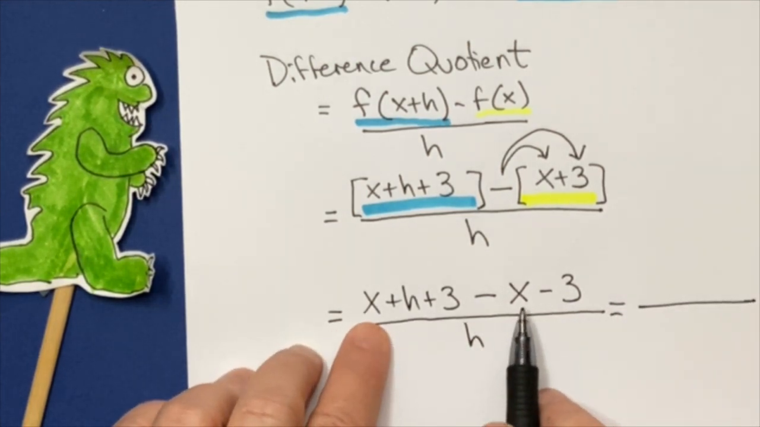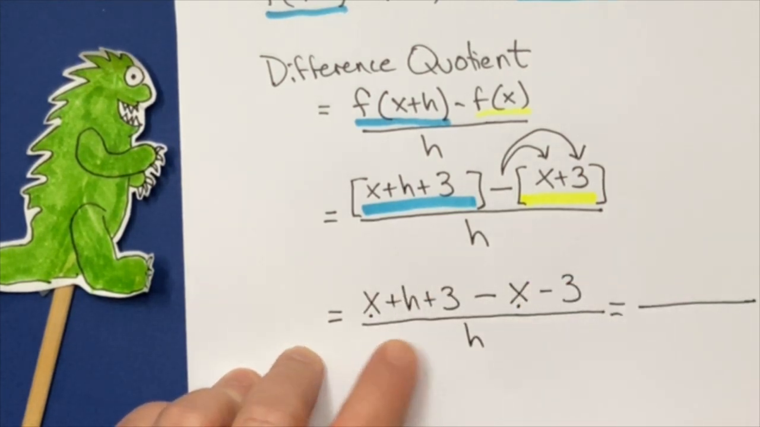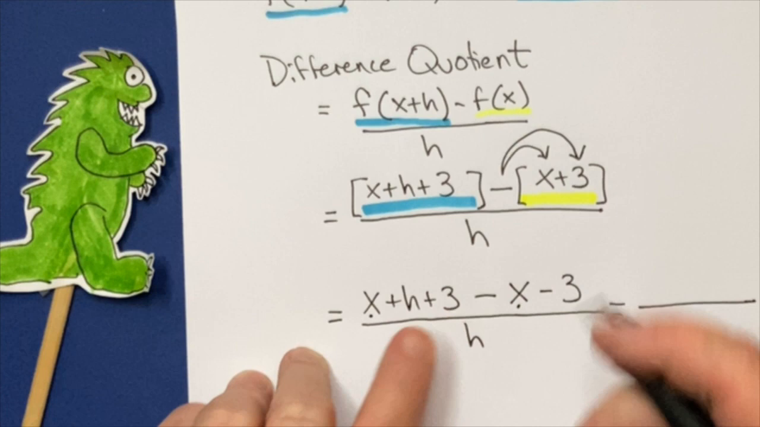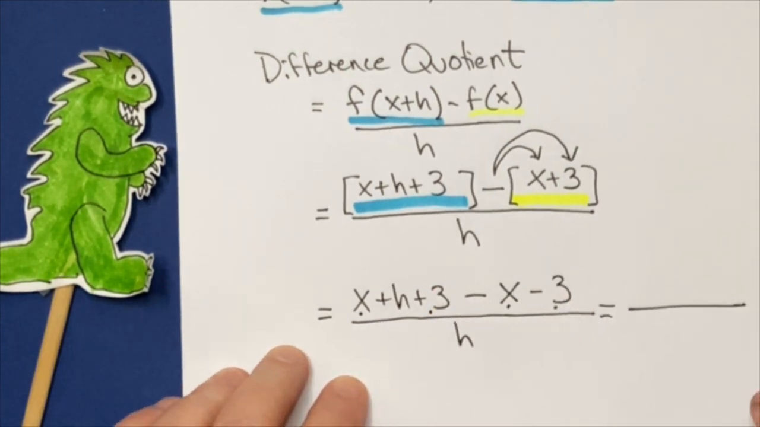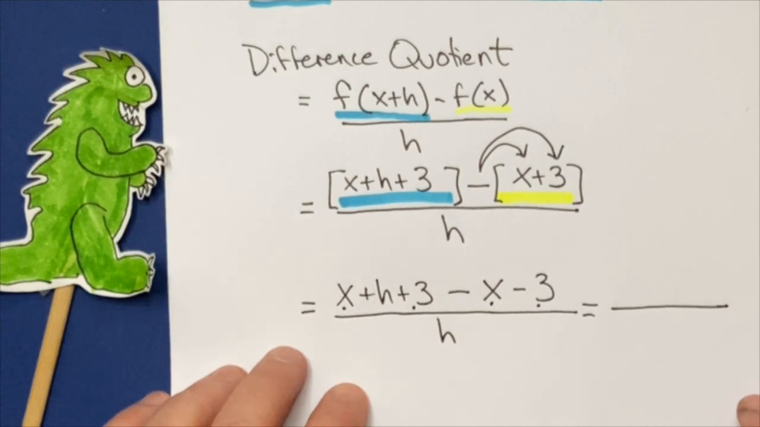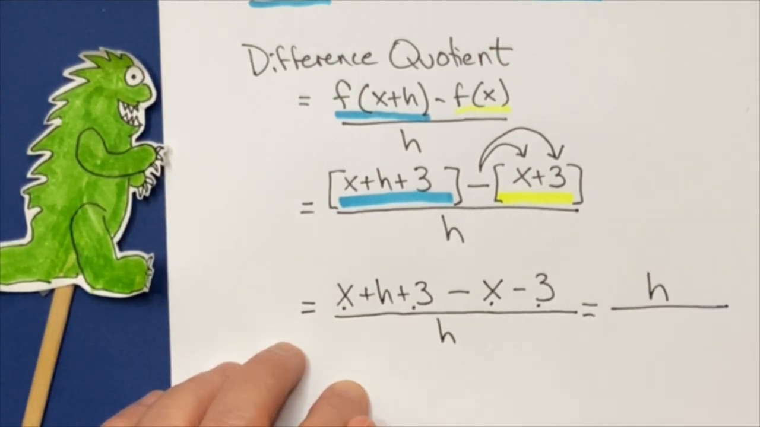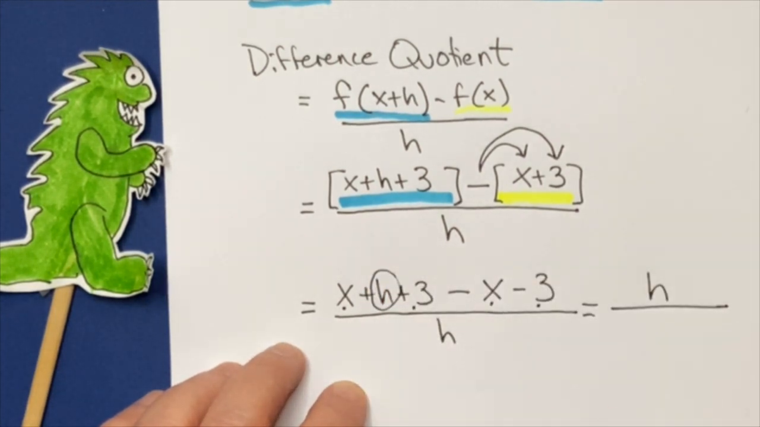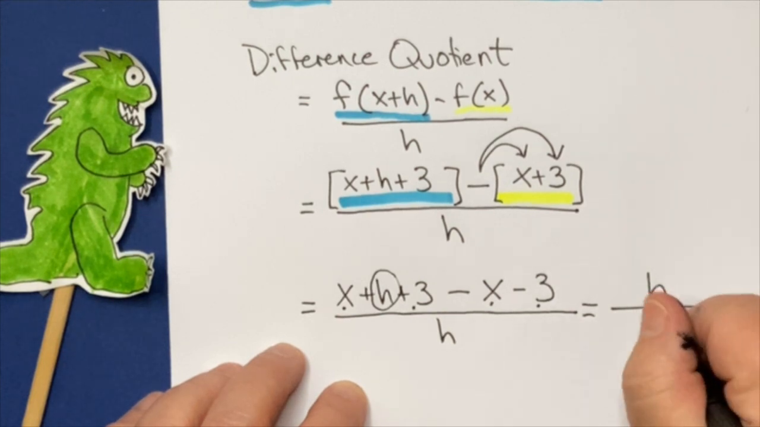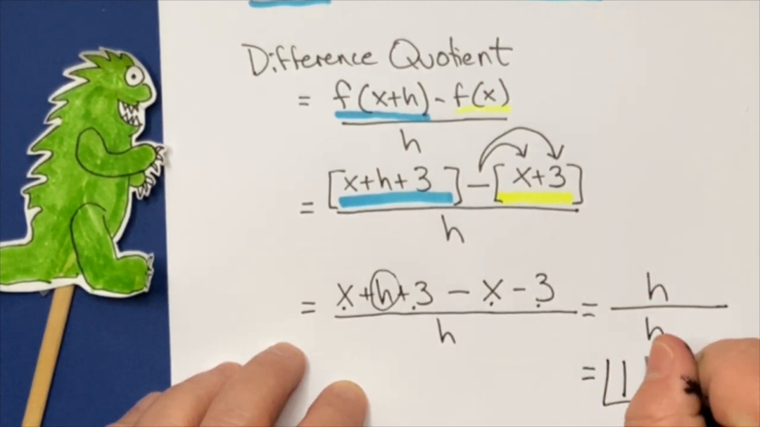So you'll notice that the x's cancel. And in fact, this plus 3 and this minus 3 cancel. And I will tell you a secret. For a lot of these, everything except for the h's cancels. It's kind of cool that way. And in this case, all I've got on top is that lone h. That's the only thing that sticks around. Everything else cancels. There's the h in the denominator, and the whole thing equals 1.